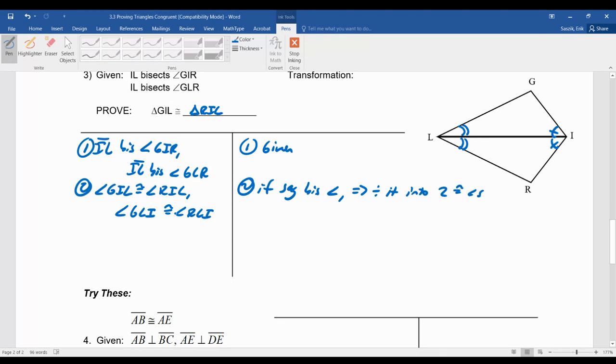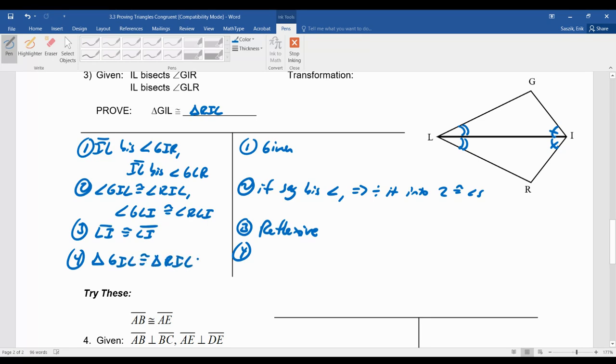And because we did two pairs, they both use the same reason, it logically made sense to do it at the same time. We can go ahead and combine those steps into one. And then, of course, LI is congruent to LI due to the reflexive property. So I think you'll realize pretty quickly that we have another 4-step proof, and that's by ASA.